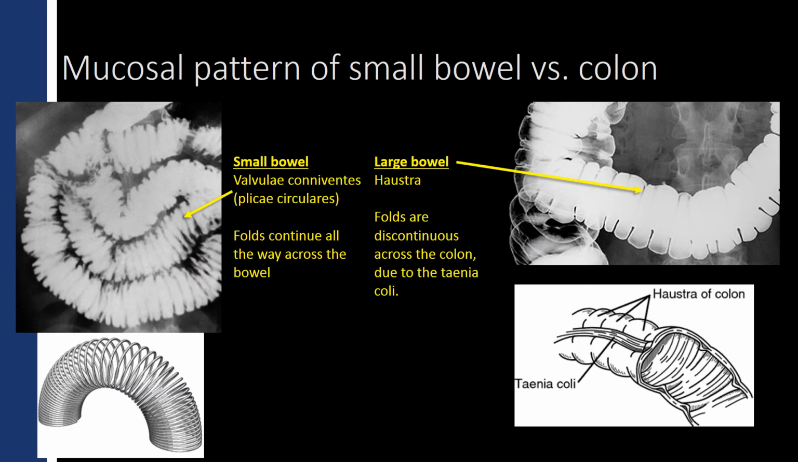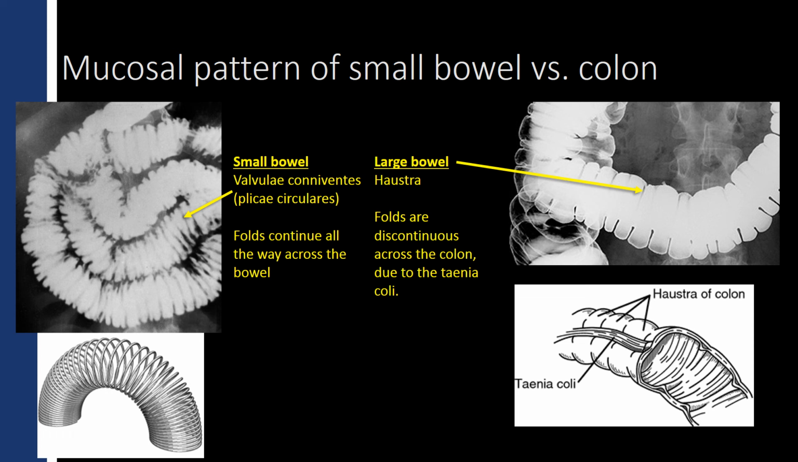Now, there are differences in the mucosal pattern of the small bowel and the large bowel. The small bowel, as we see on the left side of the image, has these plicae circulares or valvulae conniventes, and these extend all the way across in a continuous line across the small bowel, like you see here. It's kind of like a slinky.